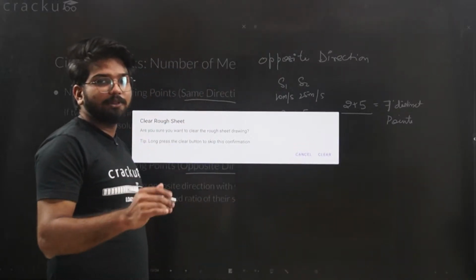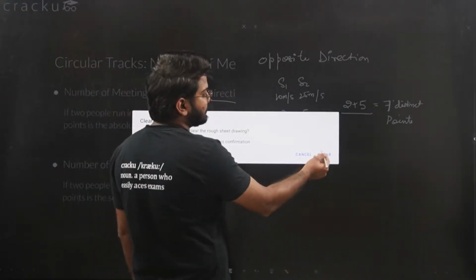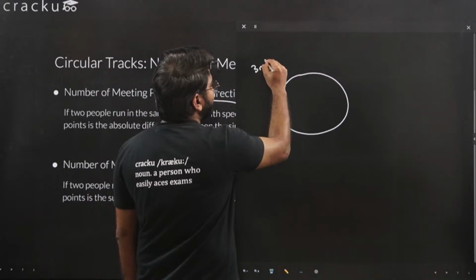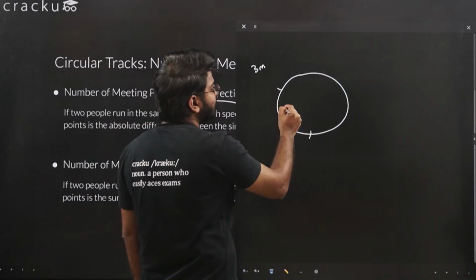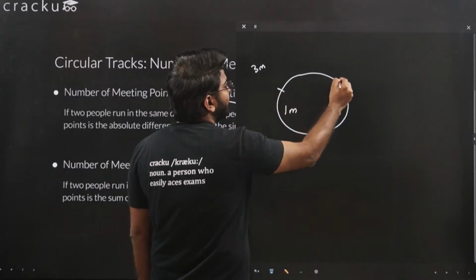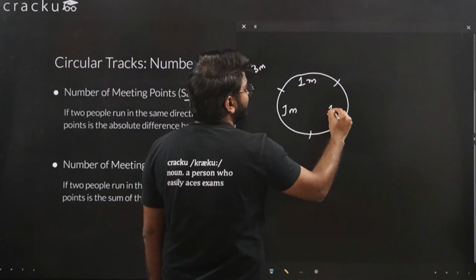Let's do the same example that we did for the same direction. Let's do this for opposite direction and validate. Again, the track length is 3 meters. Let's say this is the starting point. This is 1 meter. This is another 1 meter. And this is another 1 meter.